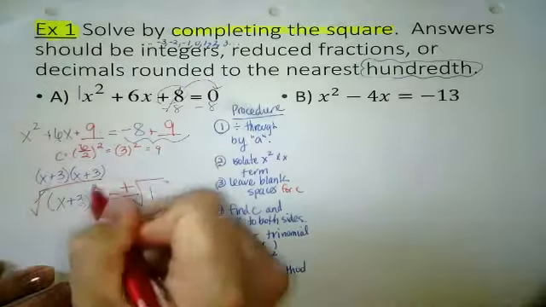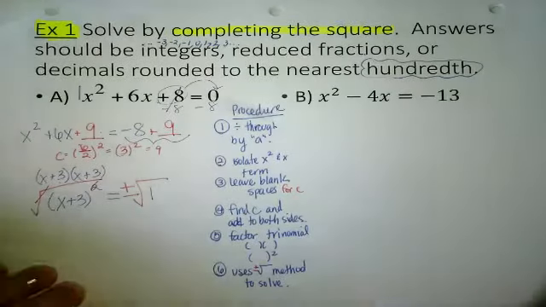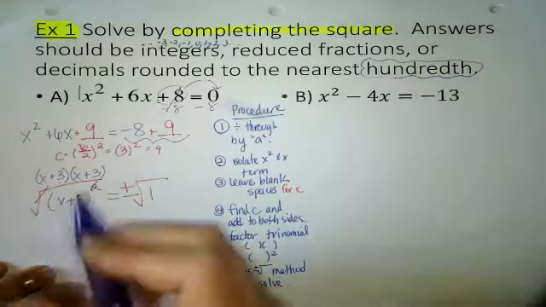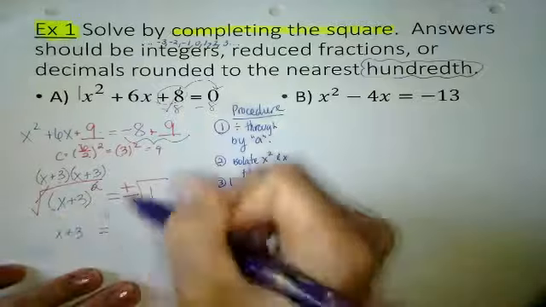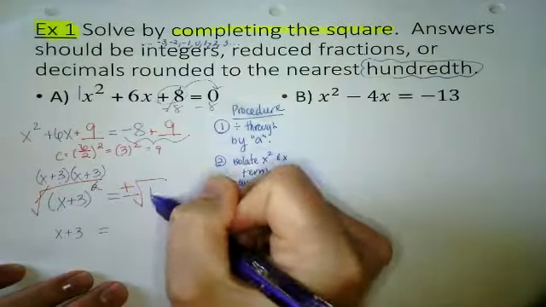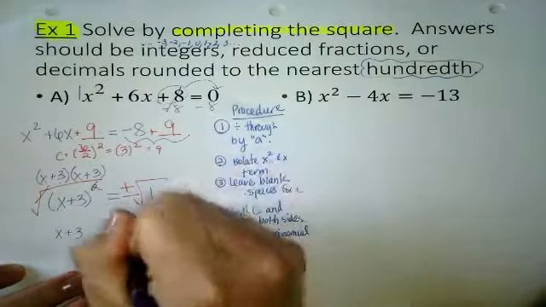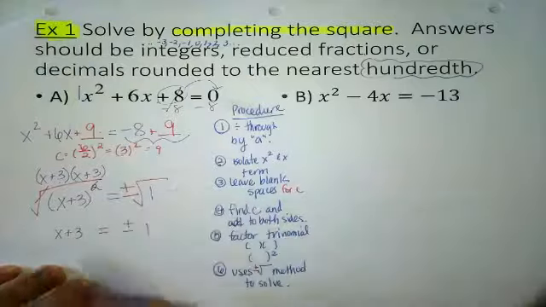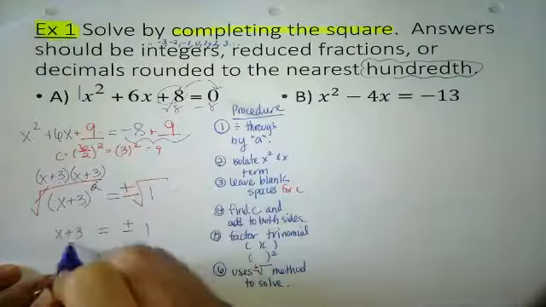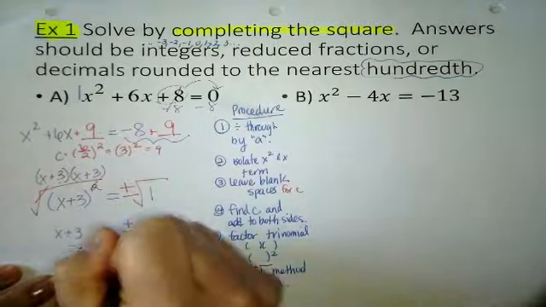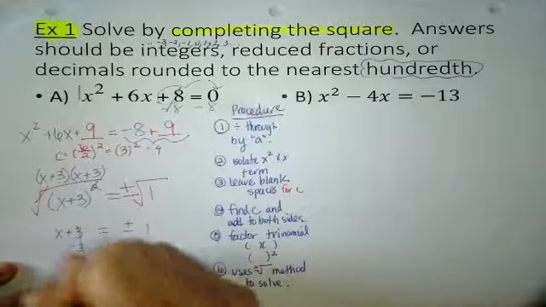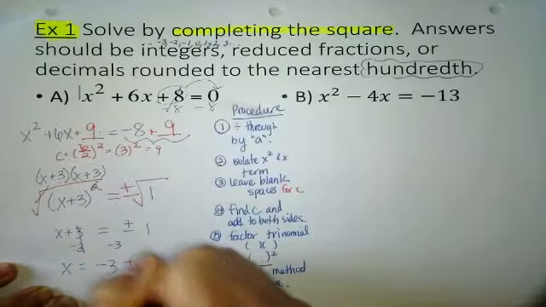The square root and the square cancel one another out, and it just leaves what's inside, which is just the x plus 3. Super, super awesome. And then we have the square root of 1, which is 1. So we get plus or minus 1. And then I just need to get x by itself. So I'm going to subtract 3, and that means I have negative 3 plus or minus 1.